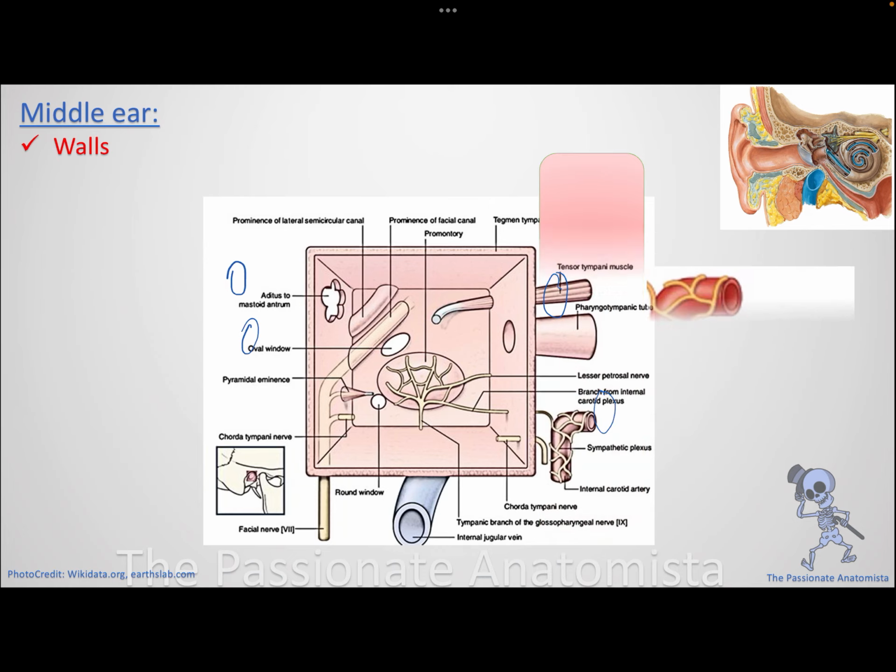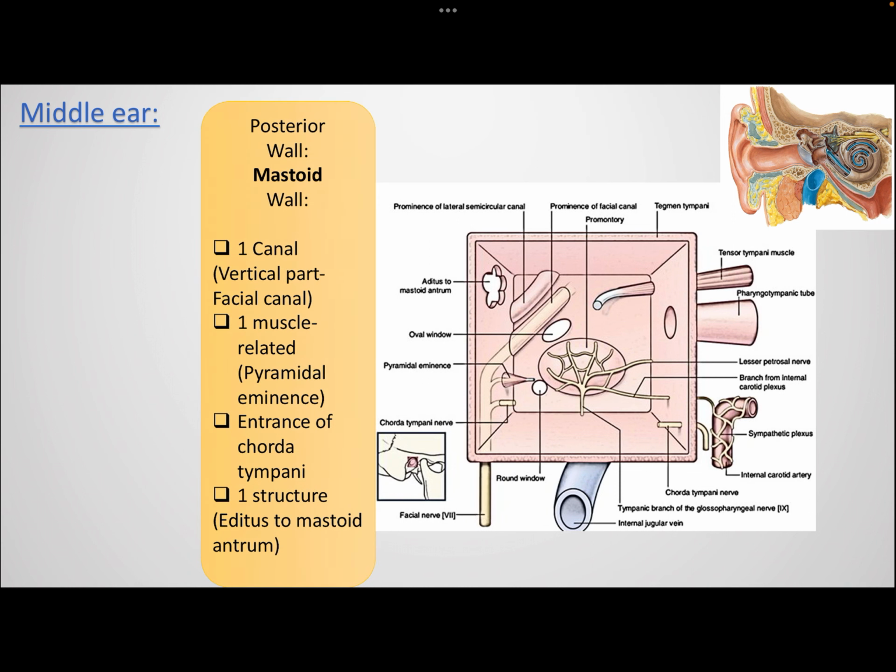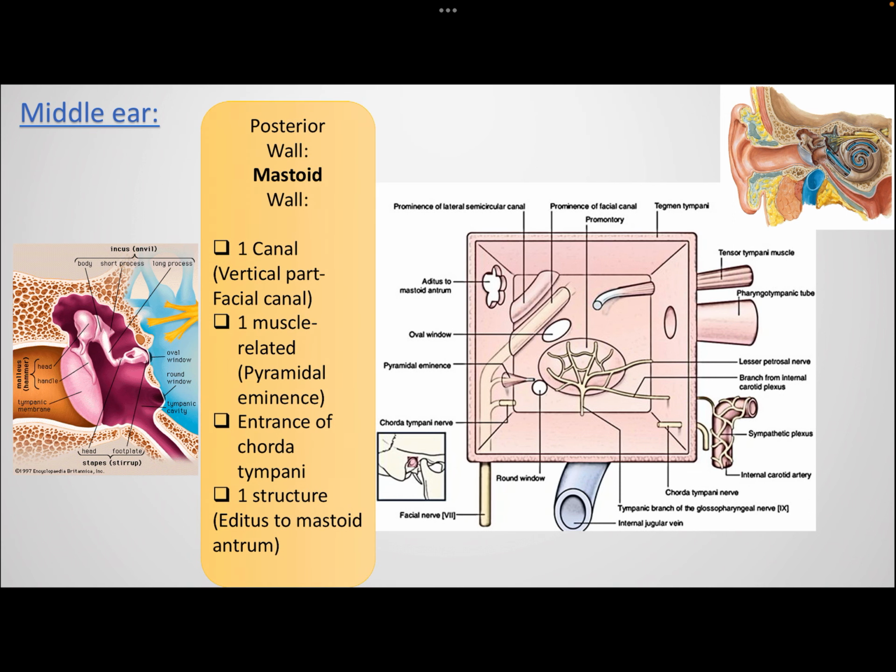Now, how can we memorize the structures related to them? For the posterior wall, think about it, you guys, as the posterior wall is related to one canal, one muscle-related structure, the entrance of chorda tympani. All right, because these things are exactly there in the anterior wall. All right, when we're going to talk about them in the anterior wall in a bit. All right, now I have a canal. What do you think the canal would be? Actually, the medial wall, which is related to the inner ear, is very much related to the posterior wall.